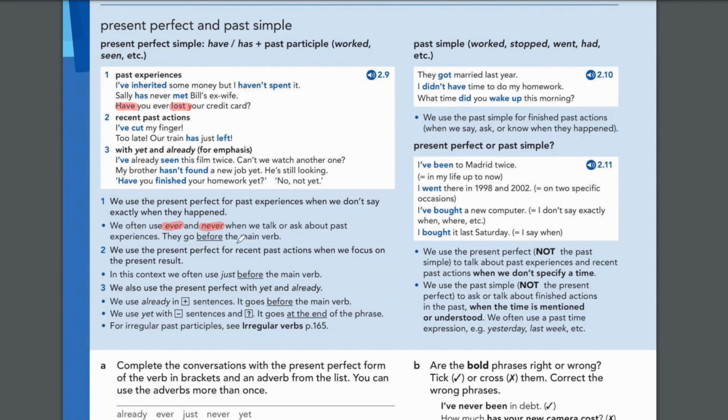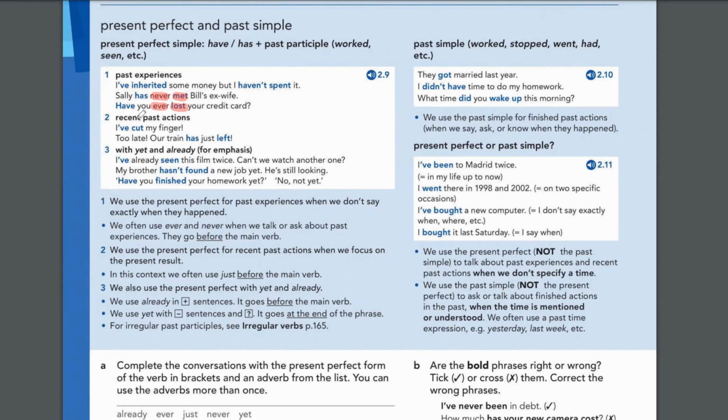They go before the main verb. So these two words, ever and never, go before the main verb. As you can see here, met is the verb, so never is coming before it. Lost is the verb, ever is coming before it.